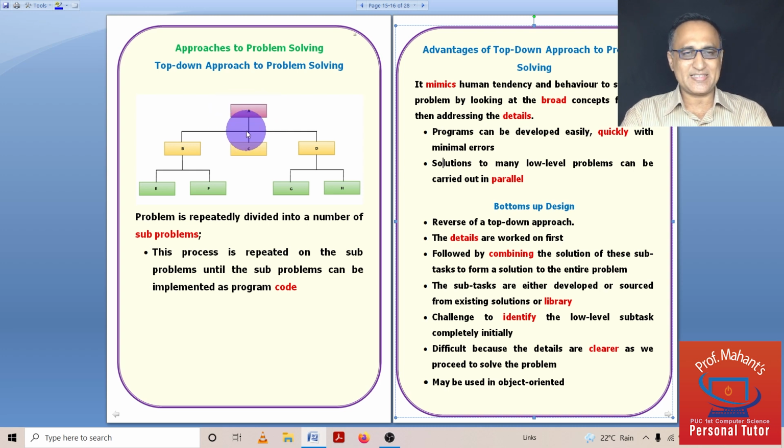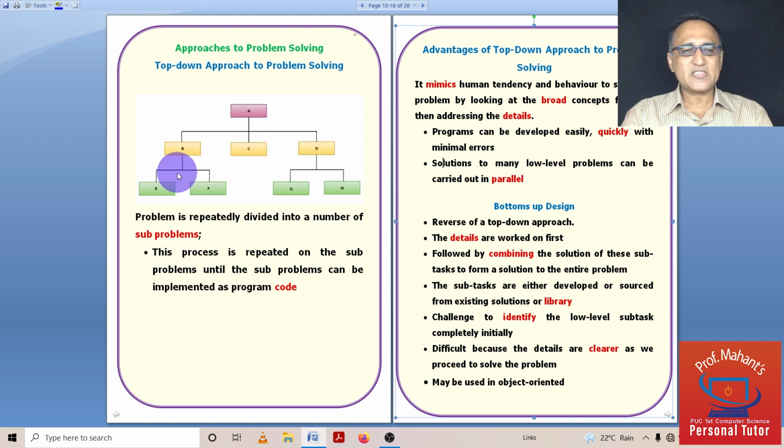So think of it like this. Let us say I am developing software for your college. A is the complete problem. I break it down into B, this is admissions, C, this is exams, and D, this is maybe time and attendance or whatever it is.